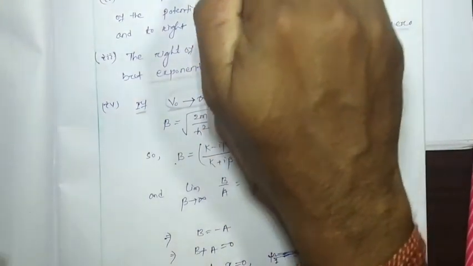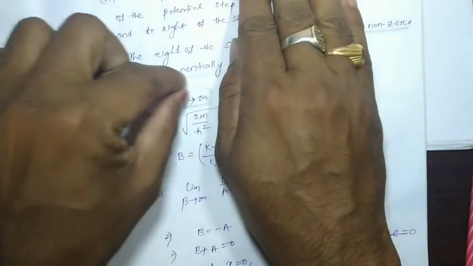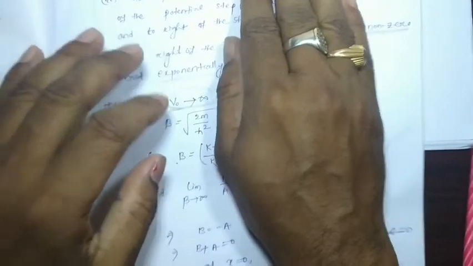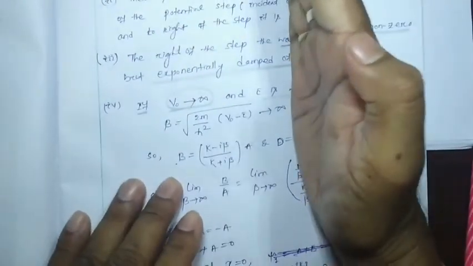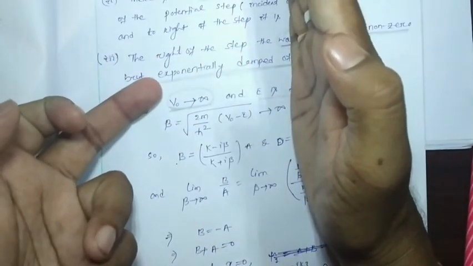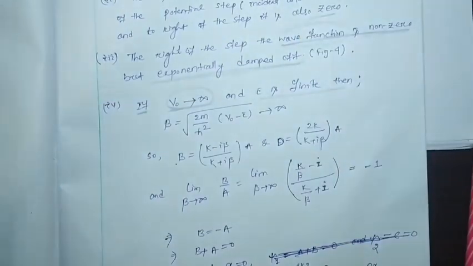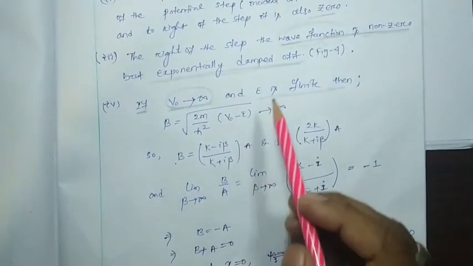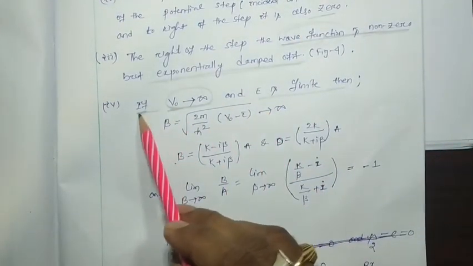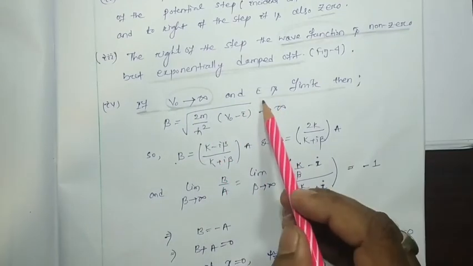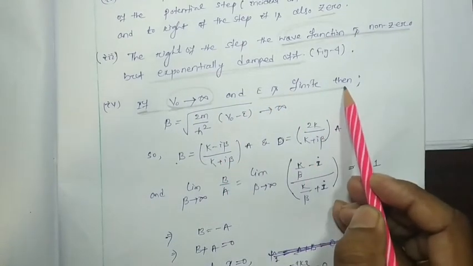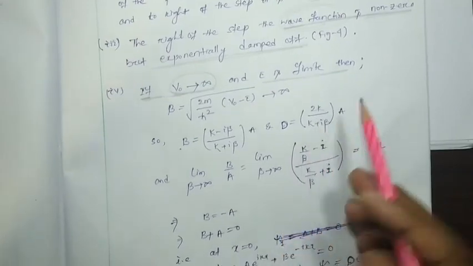Suppose this is the potential step and the particle is approaching it, and its kinetic energy is less than the potential height. If this potential height is increased infinitely as compared with the energy of the particle, then what will be the scenario? So that is the case. If V0 is infinite and E is finite, then what will be the scenario?